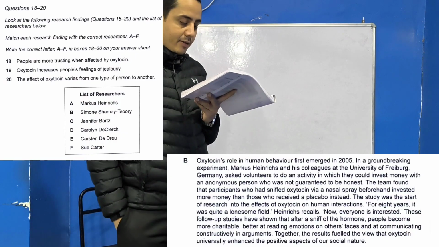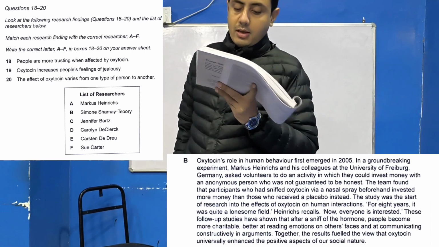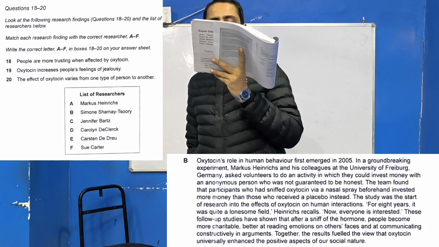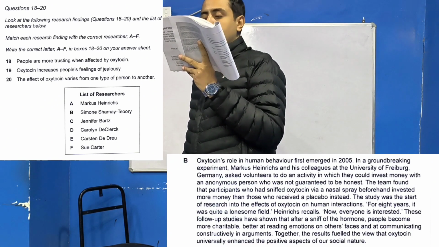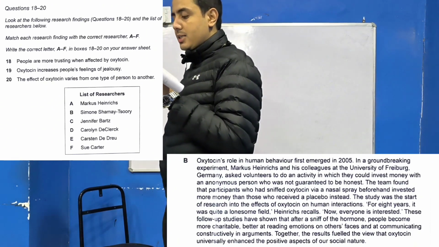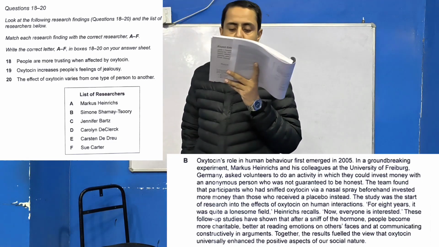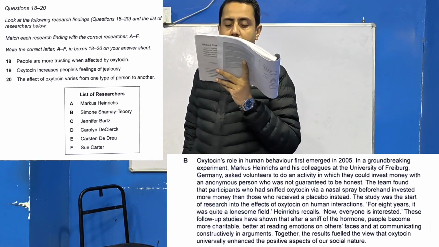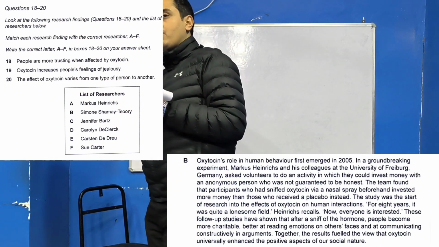Second paragraph. Okay, Marcus, second line. Okay, Marcus Heinrichs. Let's see what he did. Marcus Heinrichs and his colleagues at the University of Freiburg, Germany, asked volunteers to do an activity in which they could invest money with an anonymous person. Anonymous means someone you don't know.